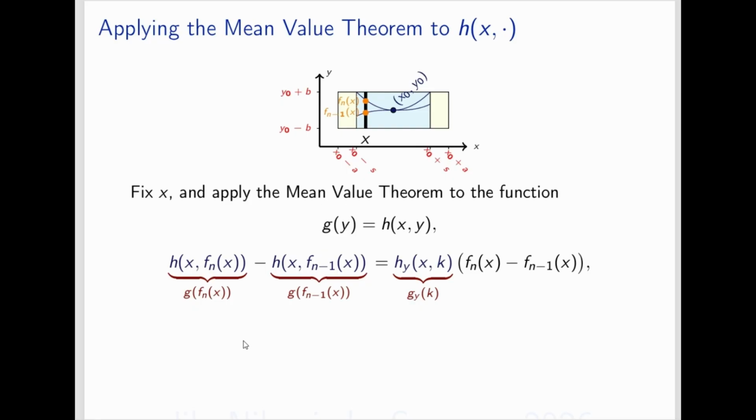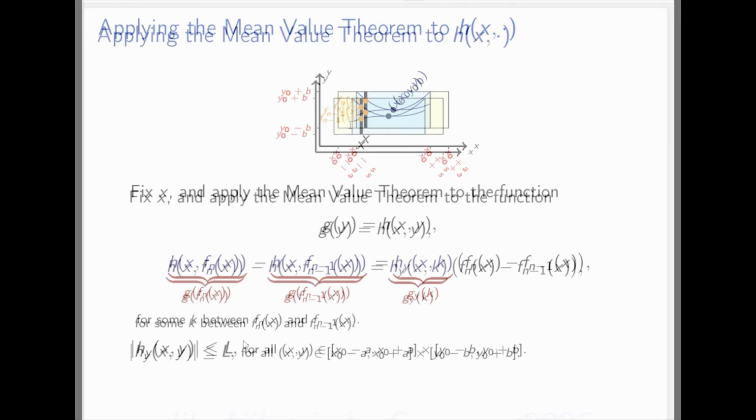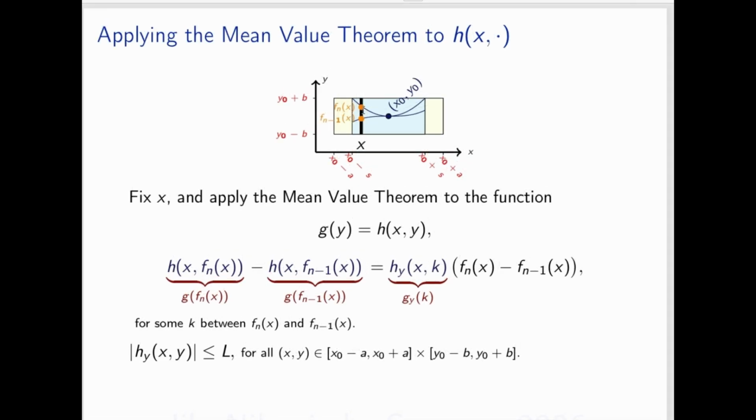The first one, h of x and f sub n of x, is g of f n of x. H of x and f n minus 1 of x is g of f n minus 1 of x. H sub y of x and k is g sub y of k. And k is between f sub n of x and f sub n minus 1 of x. So k is on this line between f n minus 1 of x and f n of x.